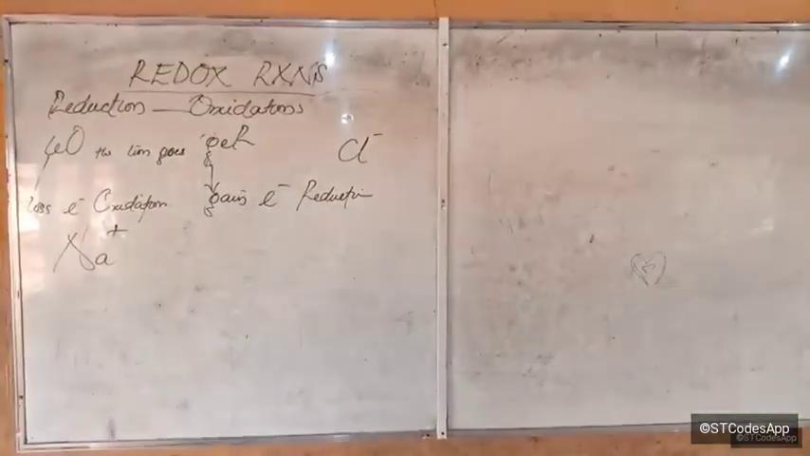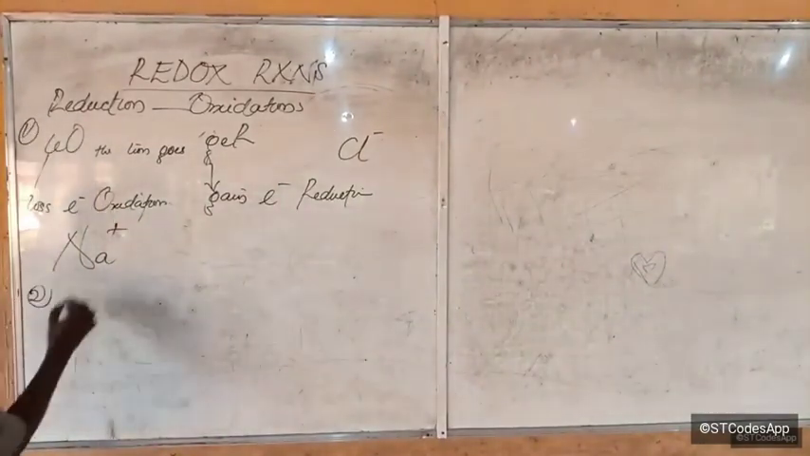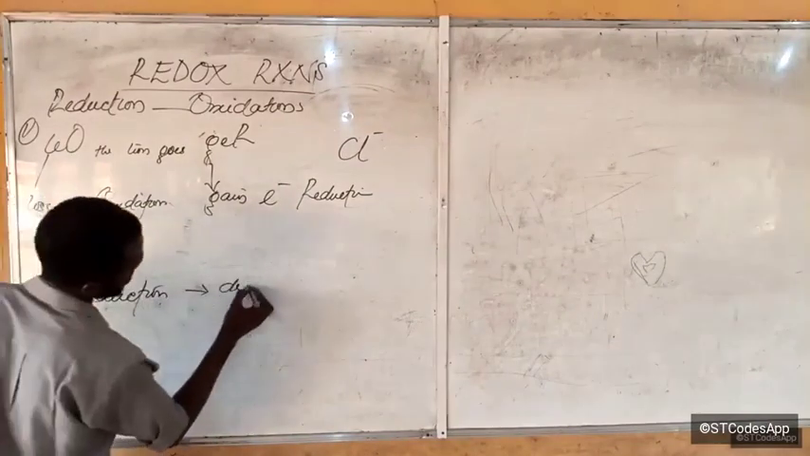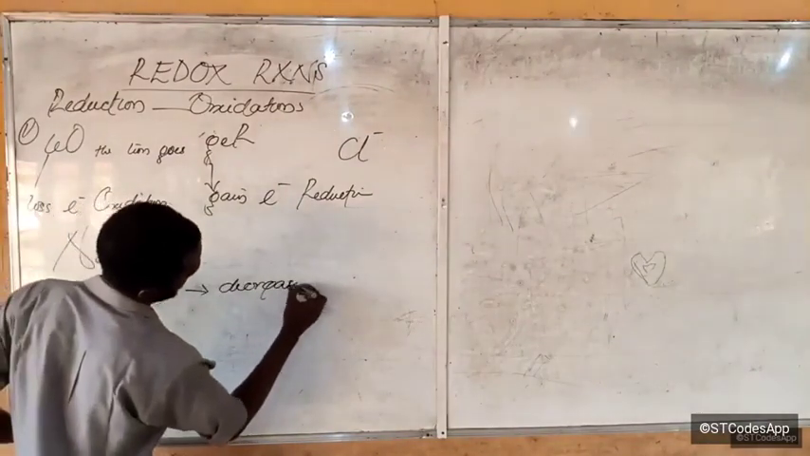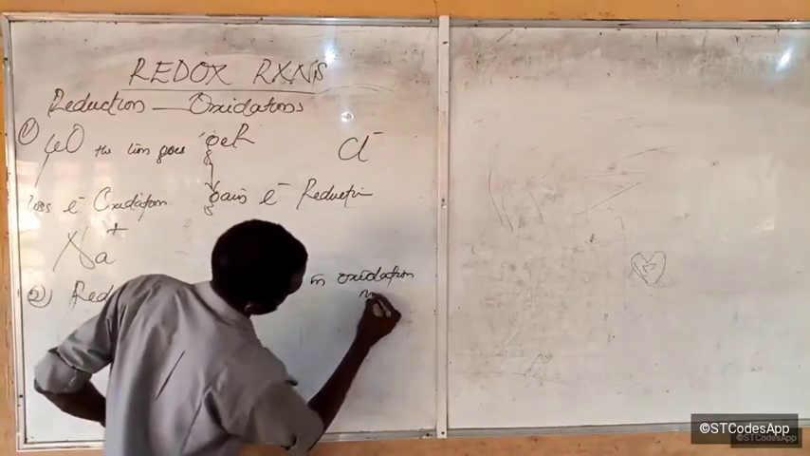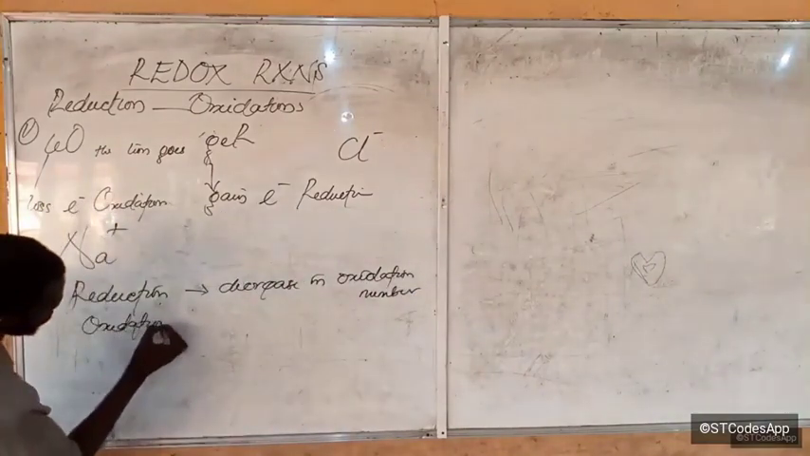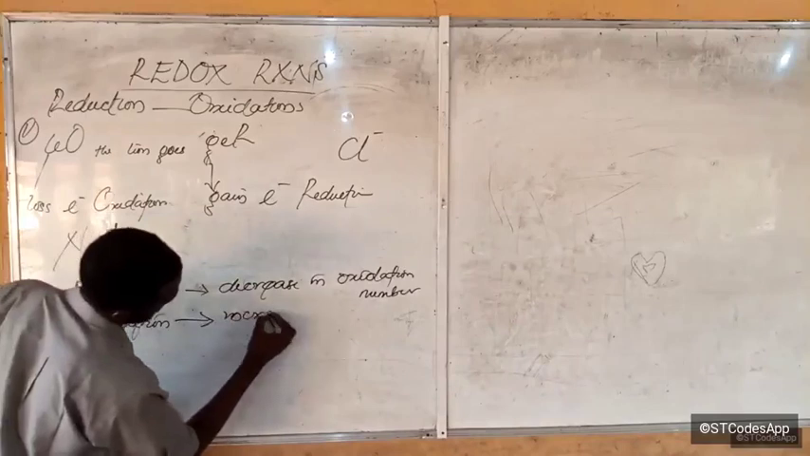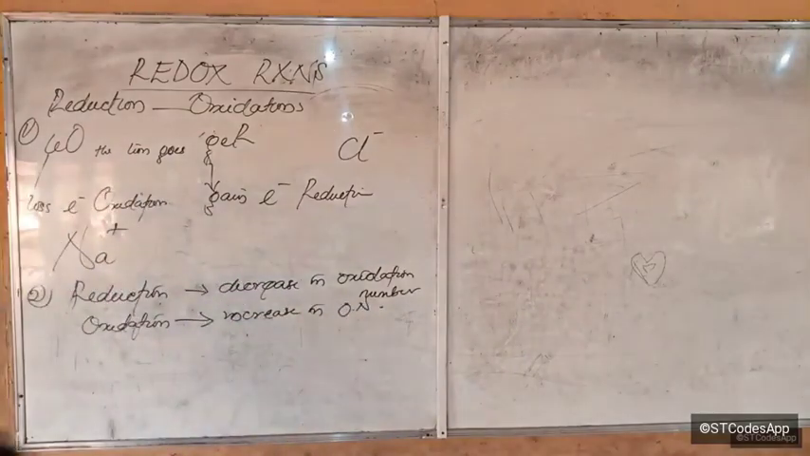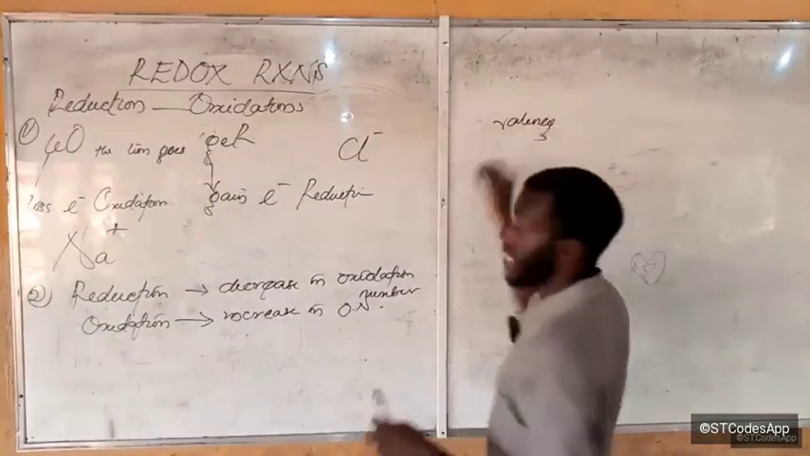Now, the second definition is that reduction is a decrease in oxidation number, while oxidation is an increase in oxidation number. Is that okay? So first, what is oxidation number? Oxidation number simply means valency. All right, okay, there's actually a difference between them.